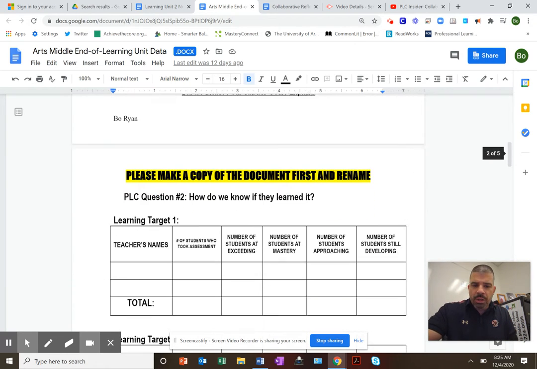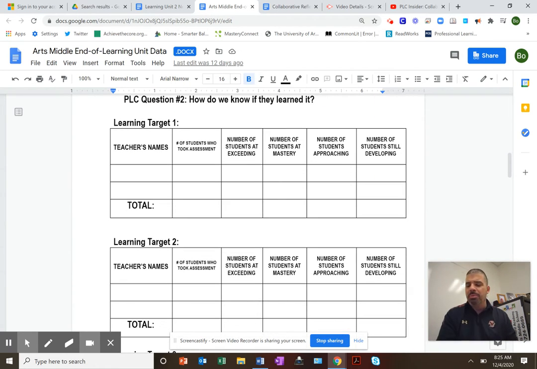The next one, how do we know if they learned it? Break it down by learning target. So how many, learning target 1 here, I'm going to write the target. And then I'm going to break it down by target. Learning target 2, how did we do there? And break it down. So you really want to see where the learning target is. That way, during the flex time, we can give targeted support for kids based on this data.